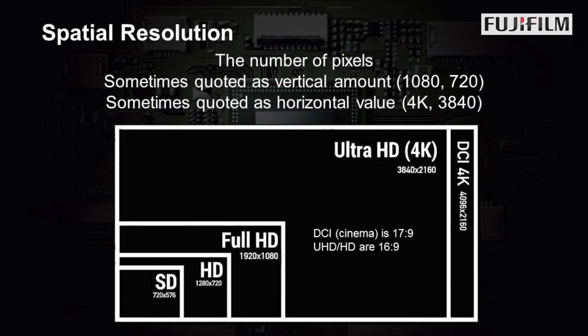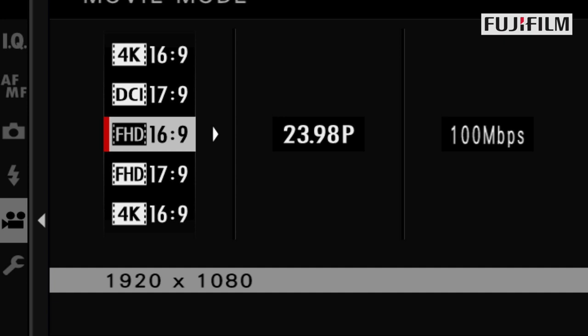Standard def is basically kind of gone. The only time you see it is on old TV shows, or sometimes on web content. Everything went to HD many, many years ago, and there are two flavors of HD. HD stands for high definition. There's 720p, which is 720 pixels vertically, and there's 1080p, which is 1080 pixels vertically.